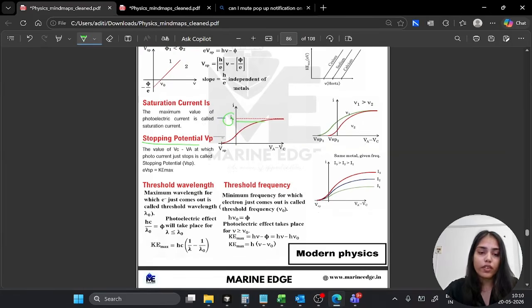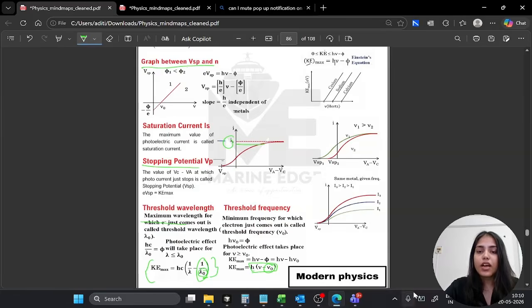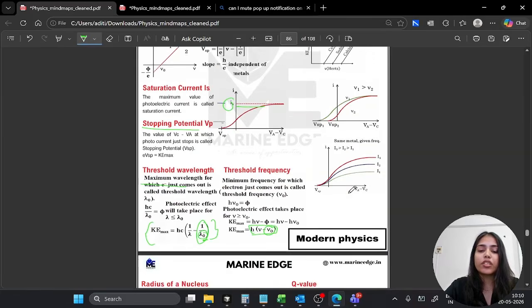Next, we have the threshold wavelength, the maximum wavelength for which the electron just jumps out. To calculate it, you use this formula: hc upon lambda minus hc upon lambda naught, where lambda naught is the threshold wavelength. Now, for the threshold frequency, again the same formula: KE equals h nu minus h nu naught, where nu naught is the threshold frequency. So, the minimum frequency for which the electron just comes out is called the threshold frequency. And here we have different graphs showing the same concepts.